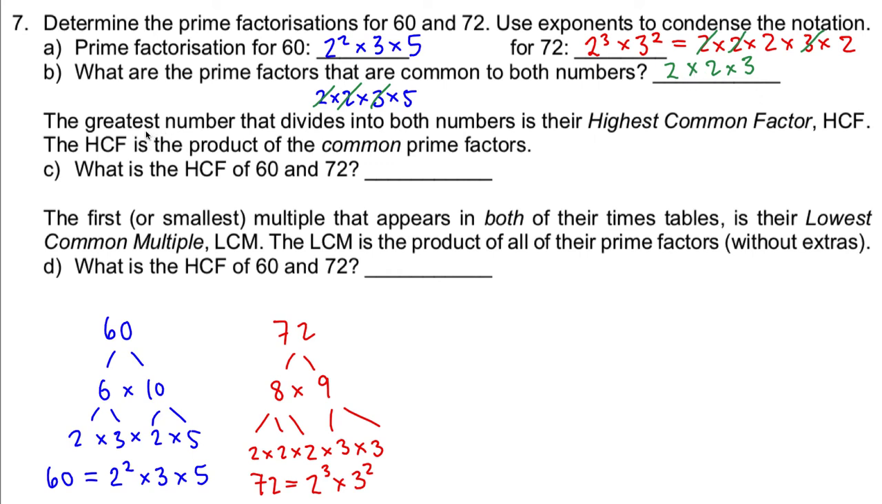So I want to know what the greatest number that divides into both numbers is. What's the biggest number that will go into 60 evenly as well as going into 72 evenly? This number has a name. It's called the highest common factor. Both numbers can be divided by 2. Can they be divided by anything bigger?